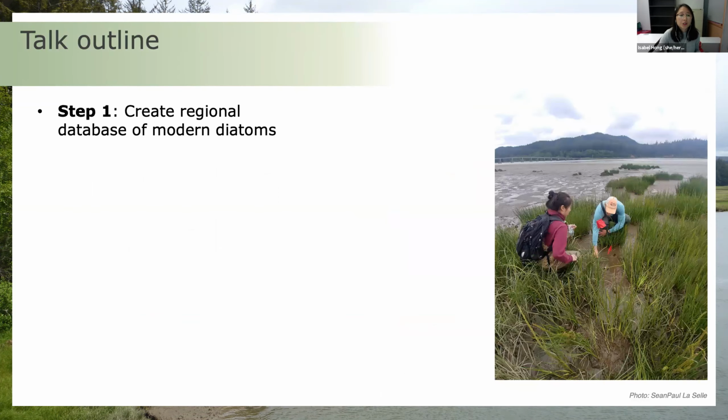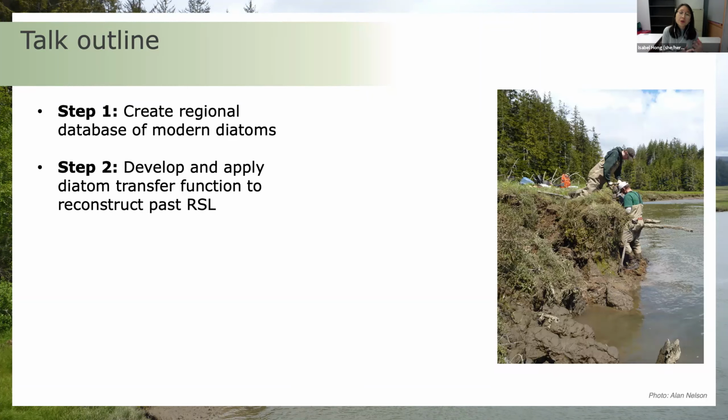And so my talk is going to follow two general broad stories. The first story I'll talk about today is in the creation of this regional modern diatom database, where we seek to understand the modern distribution of diatom species in tidal wetland environments throughout Willapa Bay, and then to see how different environmental variables are affecting the diatom distributions that we're observing in the present day. The second story then will be focusing on how we can then use those modern diatom distributions to then develop and apply a transfer function to reconstruct land level change caused by these Great Cascadia subduction zone earthquakes.